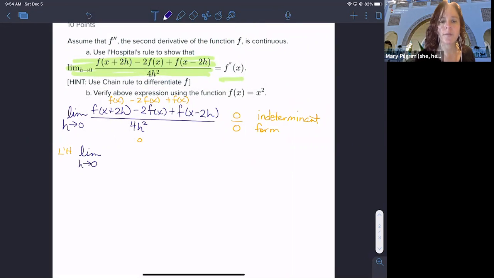And now this is where you have to be careful, because we're looking at the limit as h goes to 0. So we're looking at L'Hopital's rule with respect to h. So if we think about the derivative of the top and the derivative of the bottom, we're doing these with respect to h. So you can regard x more as a constant as you do this. You can think of it like that.